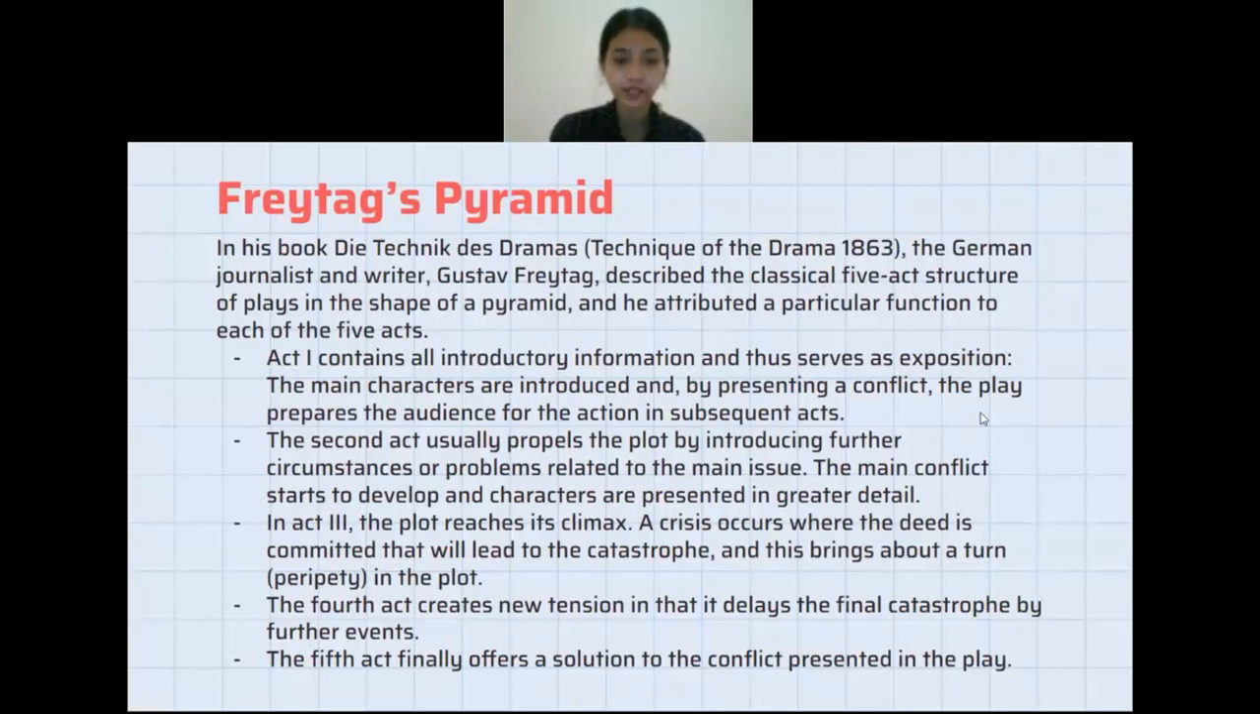In Act 3, the plot reaches its climax. A crisis occurs where the deed is committed that will lead to catastrophe, and this brings about a peripety in the plot. The fourth creates tension in that it delays the final catastrophe by further events. The fifth act finally offers a solution to the conflict presented in the play.